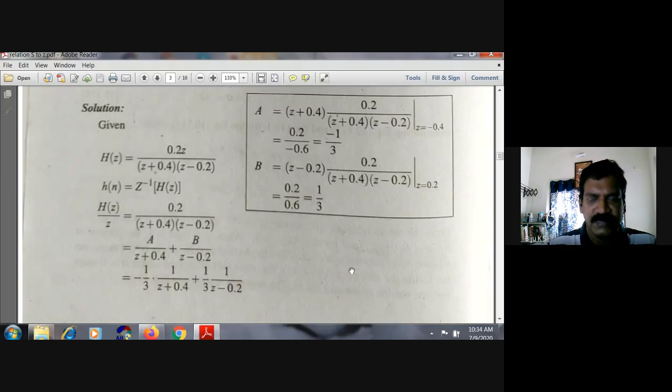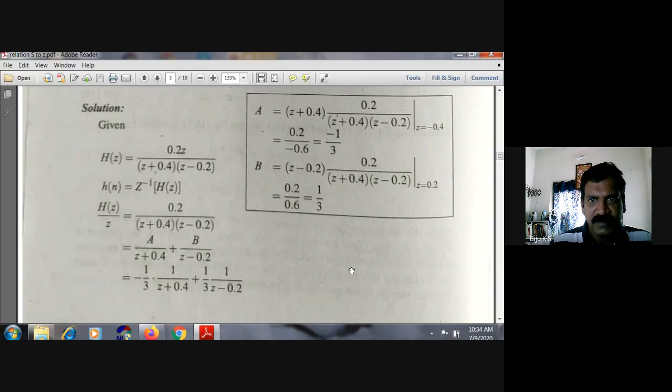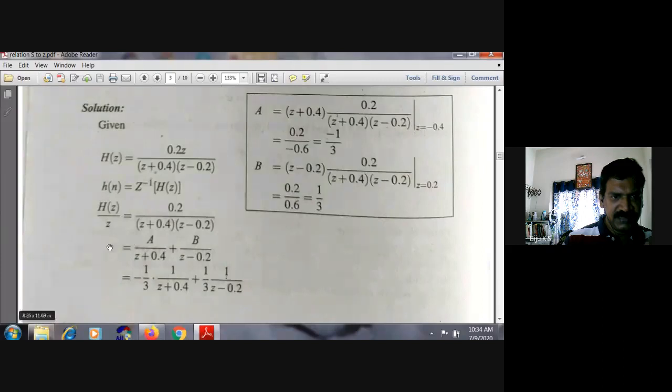A is equal to minus 1 by 3 and B is equal to plus 1 by 3. Okay, so A and B we can substitute here. So we get H(z) by z as the answer.